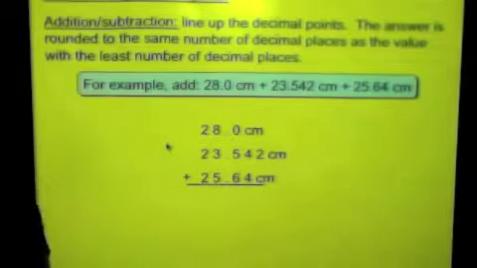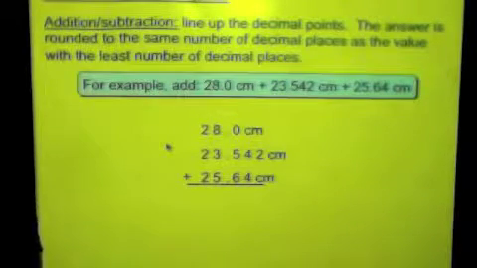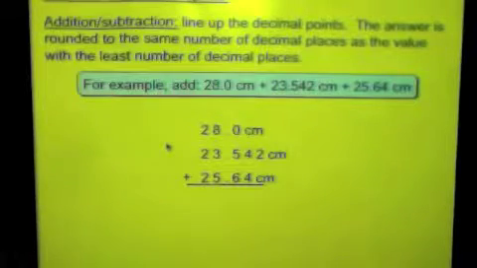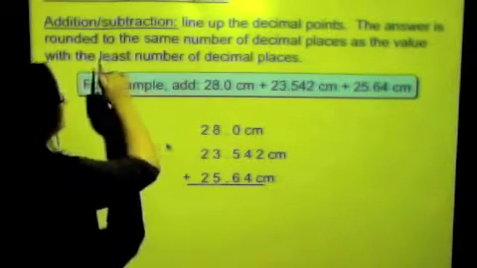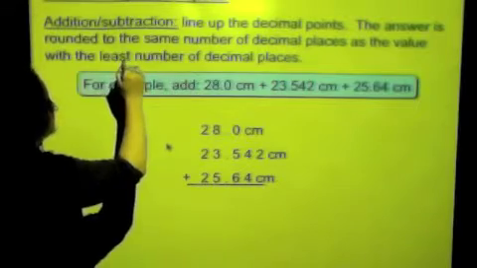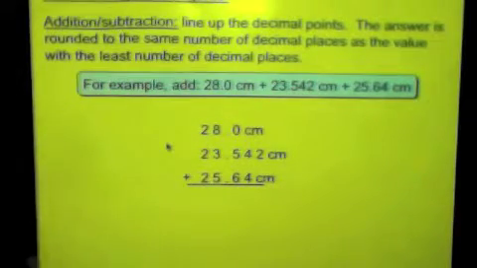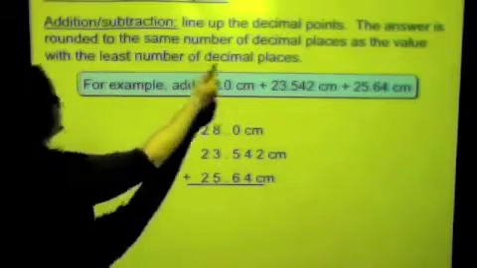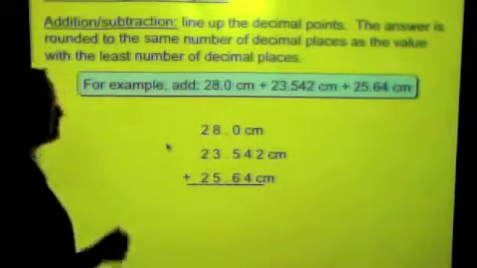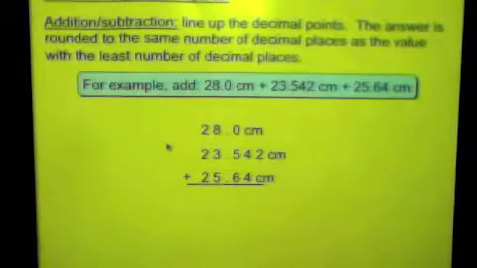So that's a lot of words in there. The key thing that you need to highlight, underline, do whatever you need to, is this part right here. When adding and subtracting, you look at the least number of decimal places. Okay, least number of decimal places. So however many numbers are after the decimal. So for example, we're going to add 28.0, 23.542, and 25.64.